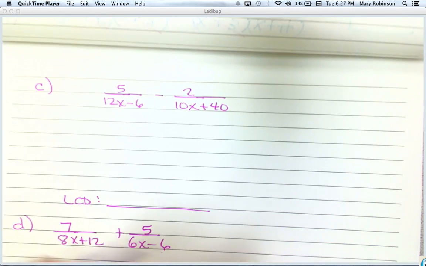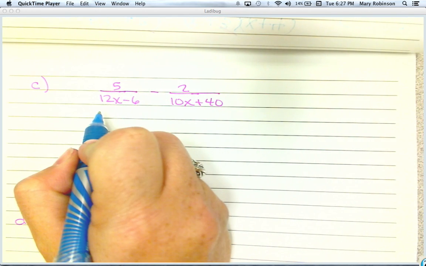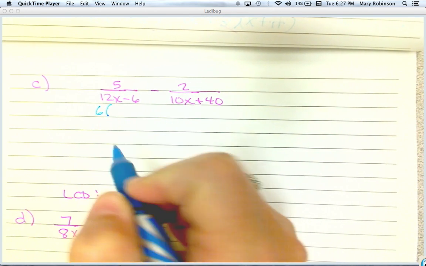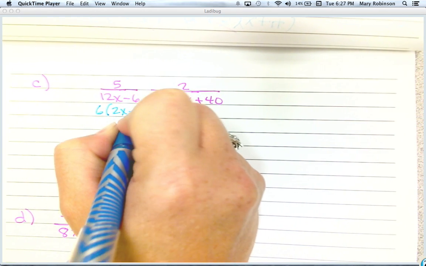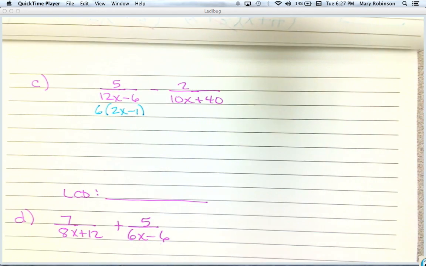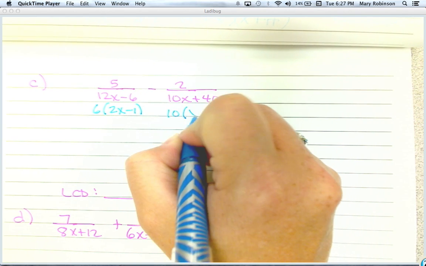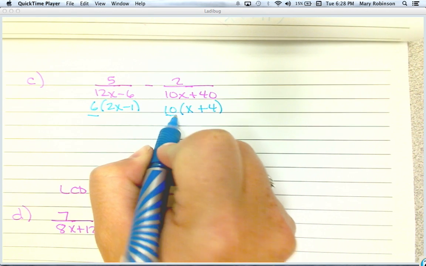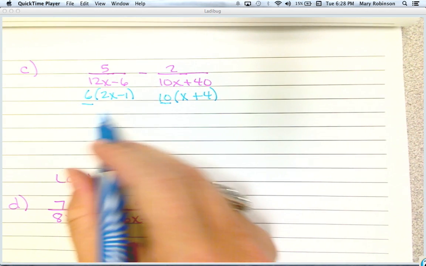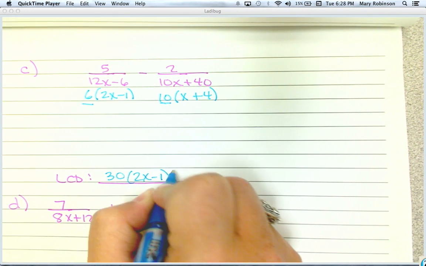Next, for C, we're subtracting. And this requires you to understand how to find the least common denominator. To find the least common denominator, we always factor the denominators. In this case, for 12x minus 6, we can pull out a GCF of 6. And that leaves 6 times the quantity 2x minus 1. From the second one, we can factor out 10 times x plus 4. Our LCD, if we just consider the 6 and 10, the smallest number that 6 and 10 divide is 30. And then we write out the remaining factors.